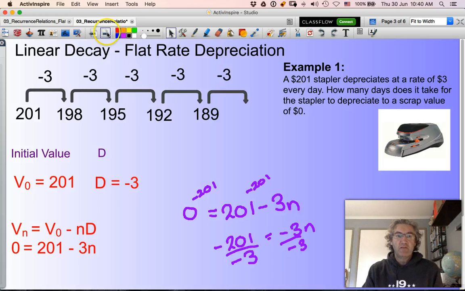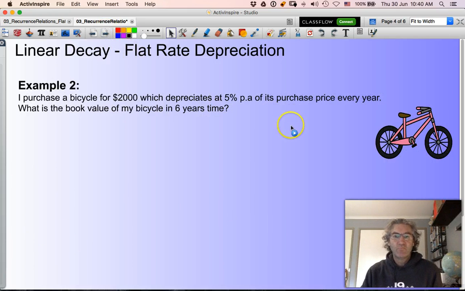So I'll just move on to the next one. Okay, I purchased a bike for $2,000 and it depreciates at 5% of its purchase price every year. What is the value of the bike in 6 years' time? We're not given a value of scrap, so we'll just assume that the scrap value is 0.